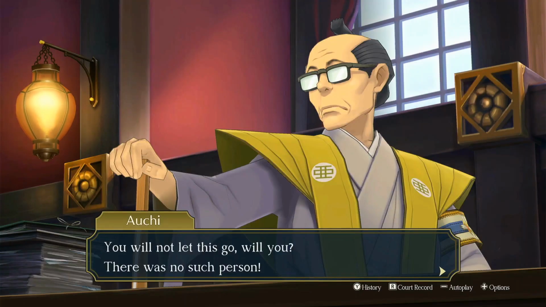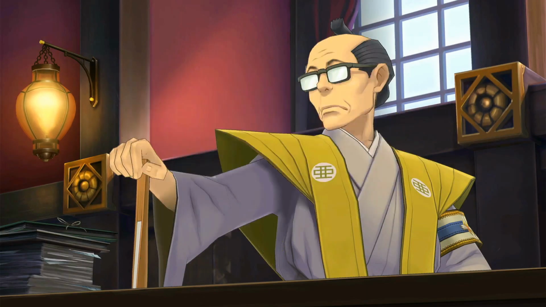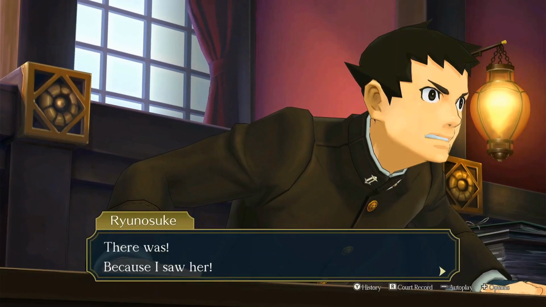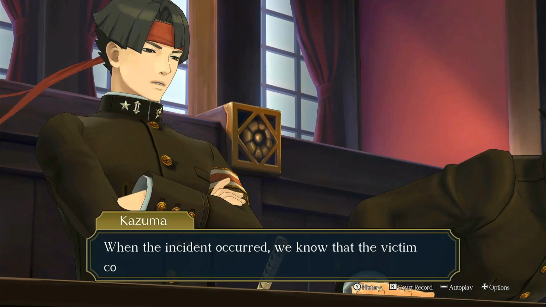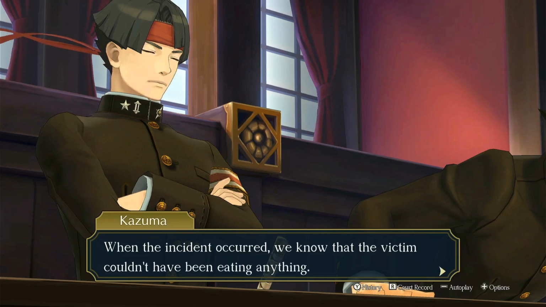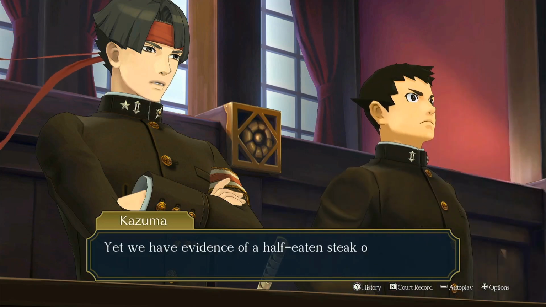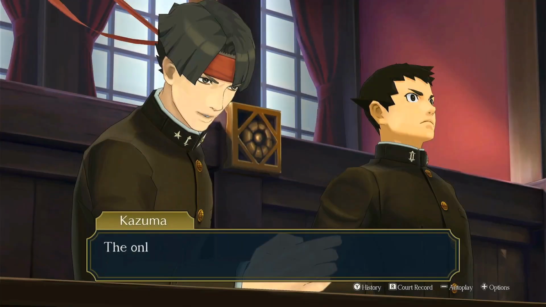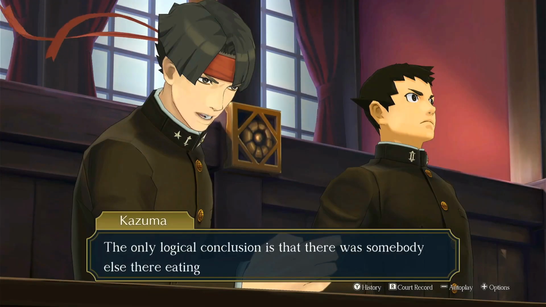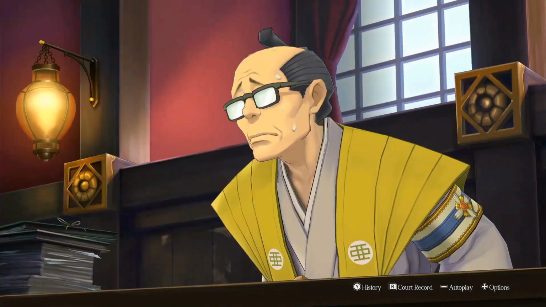You will not let this go, will you? There was no such person. Yes! There was, because I saw her. When the incident occurred, we know that the victim couldn't have been eating anything, yet we have evidence of a half-eaten steak on his table. Therefore, the only logical conclusion is that there was somebody else there eating it.